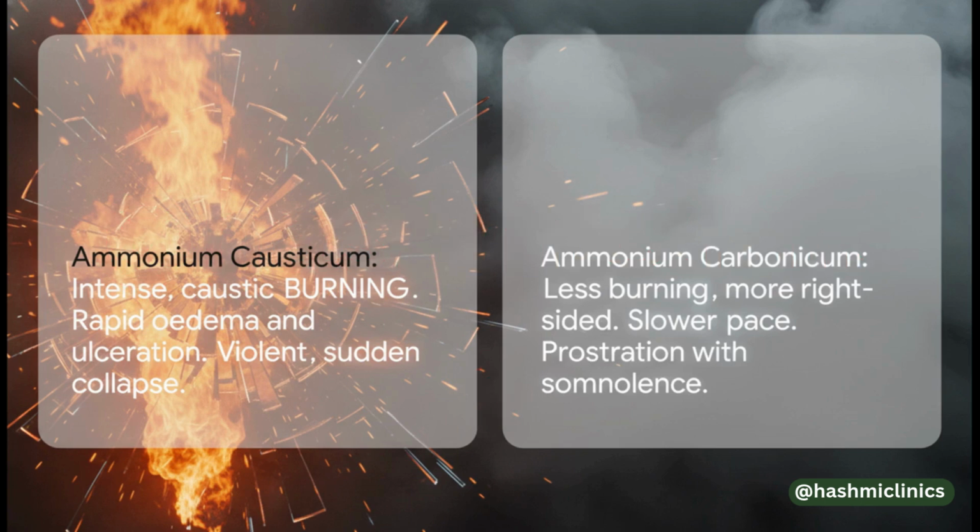And the key is all about intensity and pace. Think of ammonium causticum as fast and violent. It's got that intense, caustic burning, and it leads to a sudden, dramatic collapse. Ammonium carb, on the other hand, is slower. The patient is exhausted, sure, but it's more of a drowsy, sleepy state, often with that rattling in the chest. It's just a less acute, more congested picture.